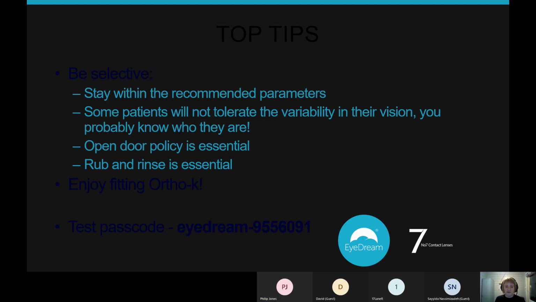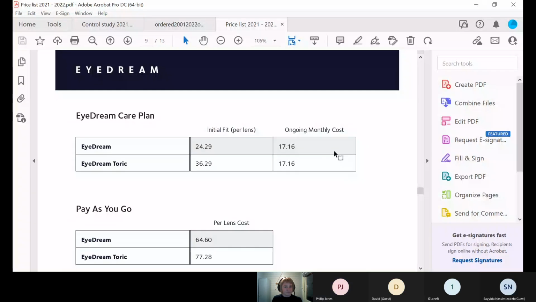So let's stop sharing that one and find an alternative one to share. So, right, so here, hopefully you can see this. Your initial fit per lens on our EyeDream plan is $24.29.